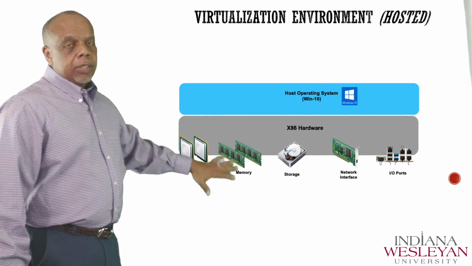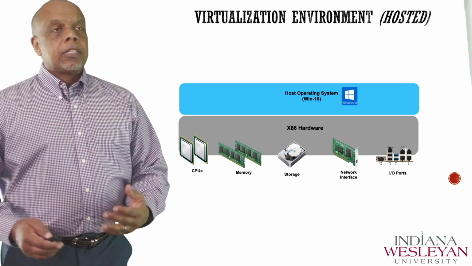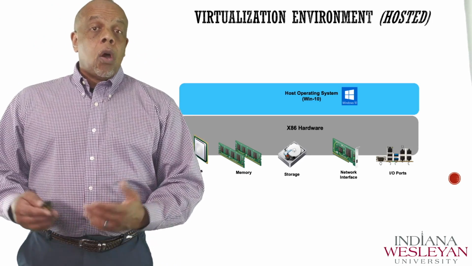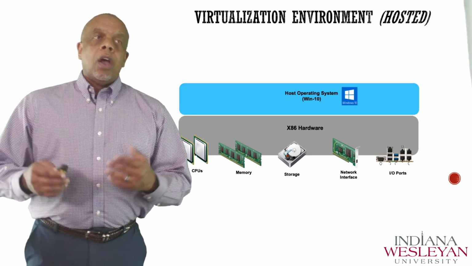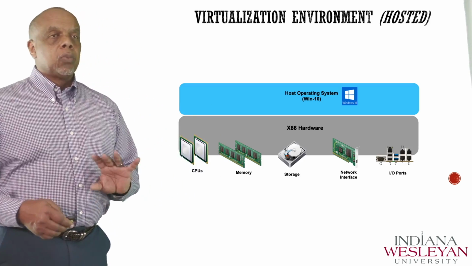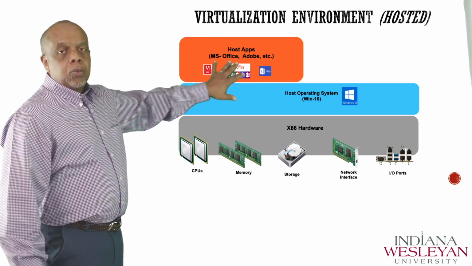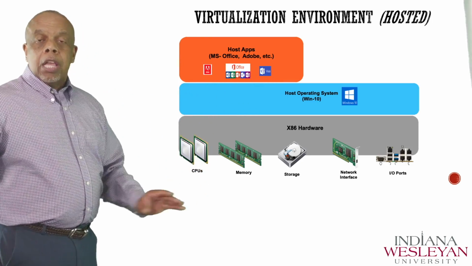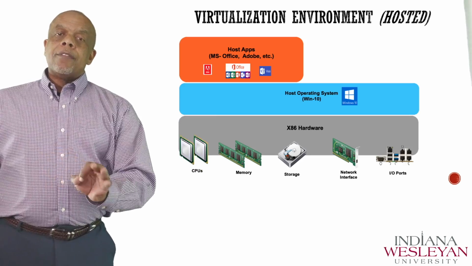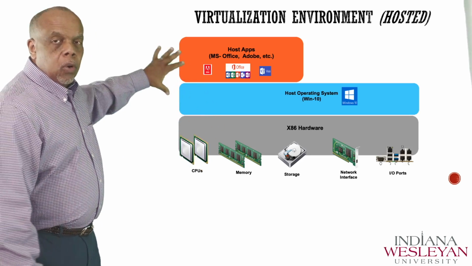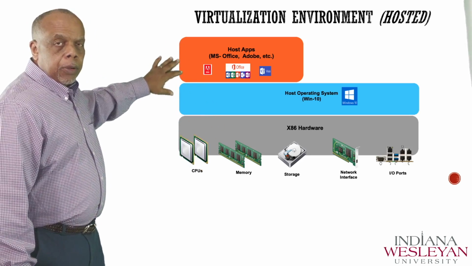Then, if you look, the second layer is basically the same. You have an operating system. Let's say your home computer is a Mac. You may have Mac OS running. Or if you're a Windows guy, you may have Windows 10 running as well. Now, on top of that, that's where you have your host applications. So far, everything looks the same as a normal computer.